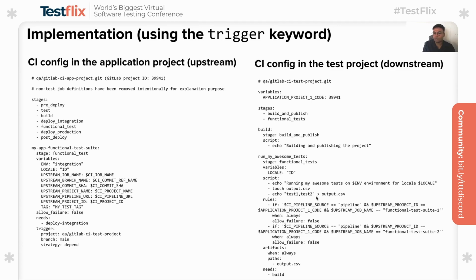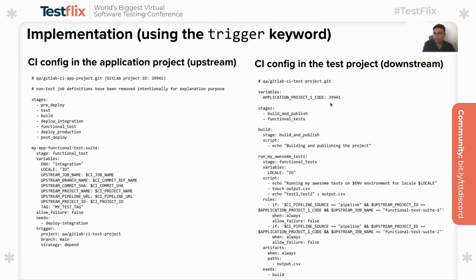In your case, it could be anything. It could be a Maven command or a Gradle command to invoke the test. But the important part here is the rules, which contain a few variable checks. So you can see that we want to ensure that this gets triggered only when the CI pipeline source has a value pipeline, and the upstream project ID has a certain value.